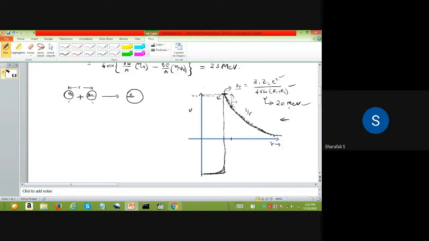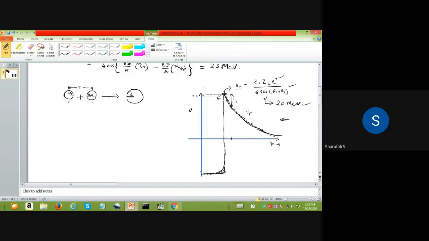Otherwise, they will not come very close to each other because of that Coulombic repulsive force. So when they have that Coulombic repulsive force, you have to apply some energy to overcome it when they come very close to each other. In other words, you have to overcome this potential barrier formed by this Coulombic interaction. Then only they can come to that fusion cross-section range and combine together to form these heavier nuclei. Okay, so that is the first limitation.